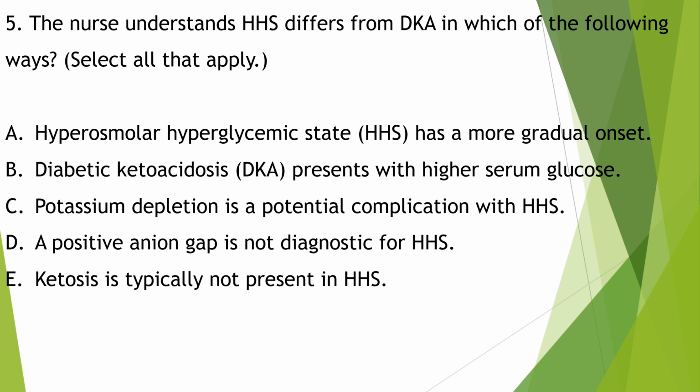Ketosis is typically not present in HHS. Diabetic ketoacidosis does not present with a higher glucose. Potassium depletion, a positive anion gap and ketosis are associated with diabetic ketoacidosis. So here HHS has a more gradual onset. A positive anion gap is not diagnostic for HHS. Ketosis is typically not present in HHS, but it is present in DKA.